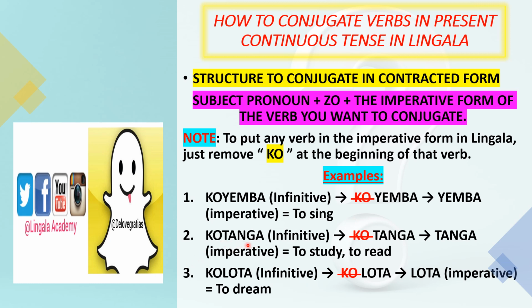Kotanga, infinitive. So you remove ko, you stay with tanga. The verb kotanga means to study. Then finally we have the verb kolota, infinitive form. You need to remove ko, then you stay with the imperative form, which is lota. Kolota means to dream.